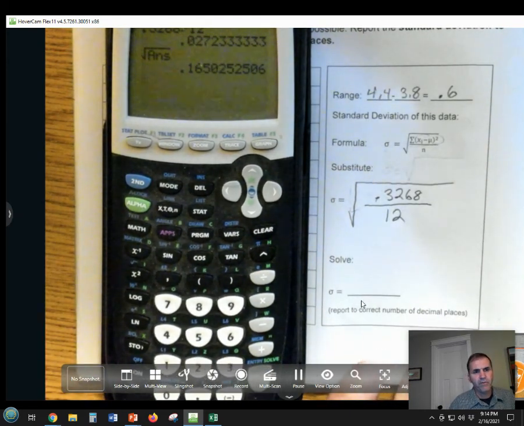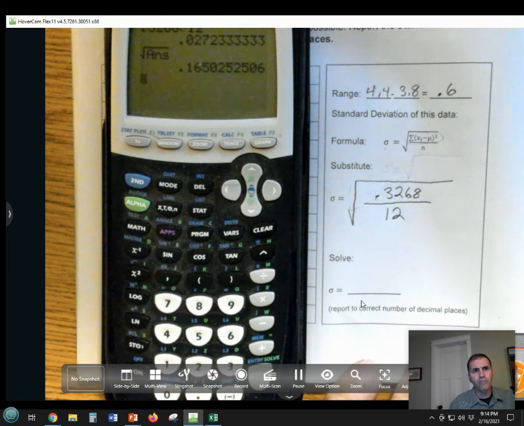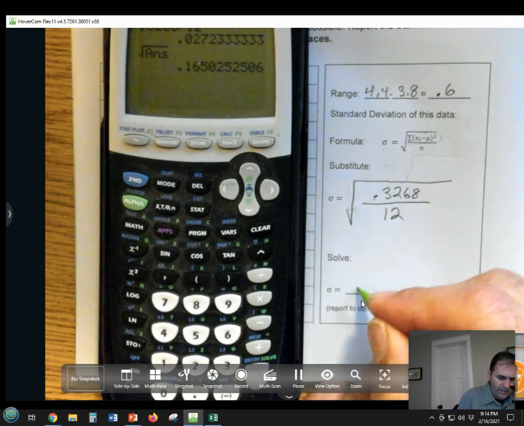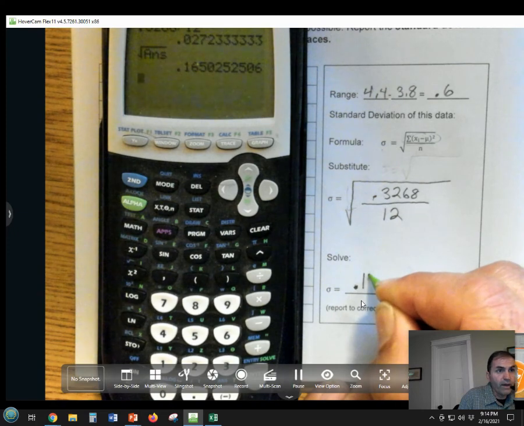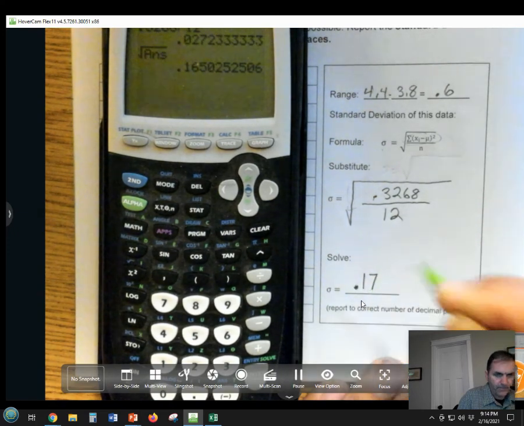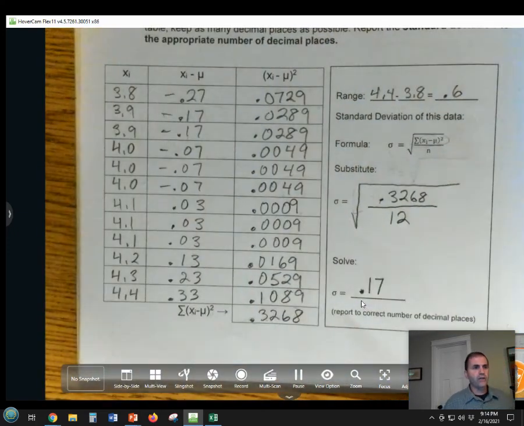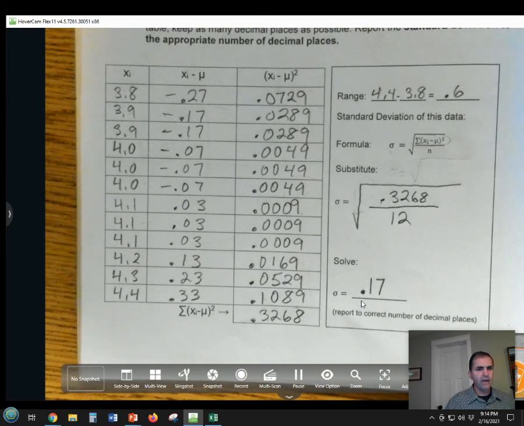And that's going to get us a 0.165. Now remember that we are rounding to one more decimal place than our original data set that had 1, so we're going to round to 2, which would be our standard deviation is 0.17. All right. Good enough for one day.